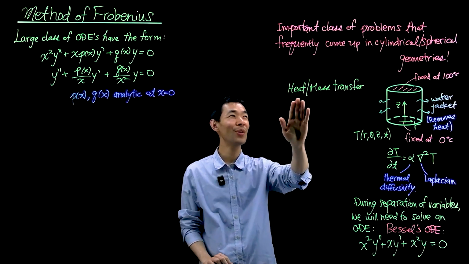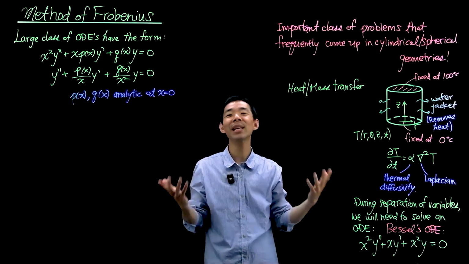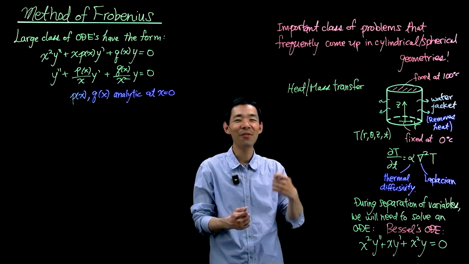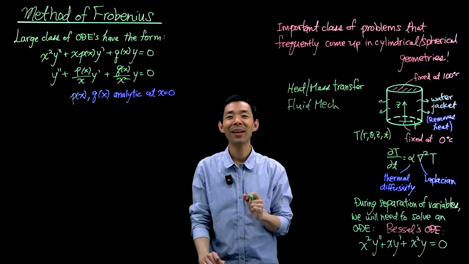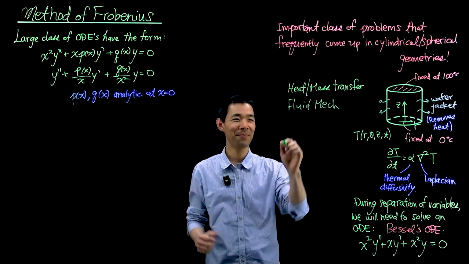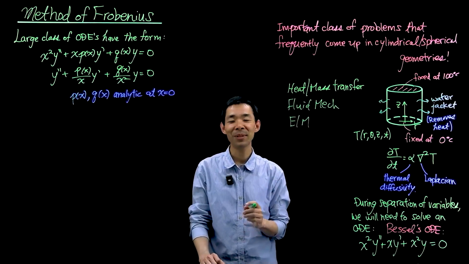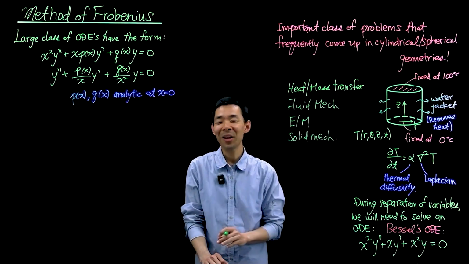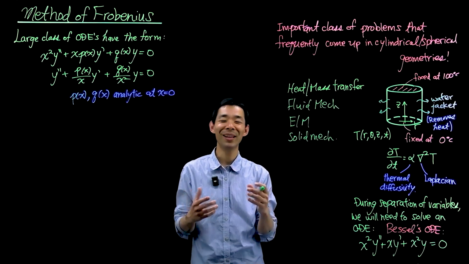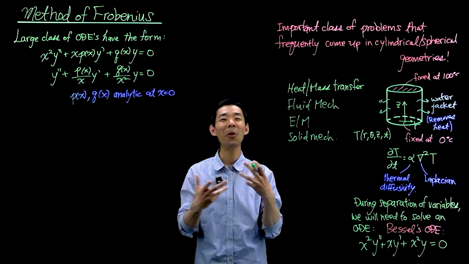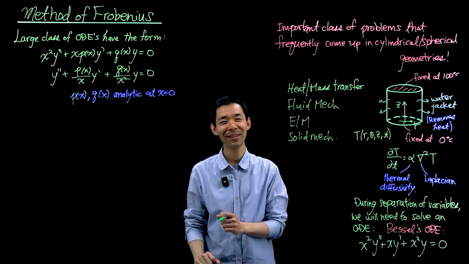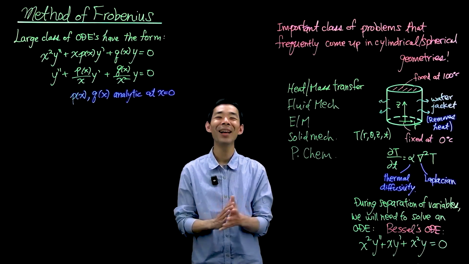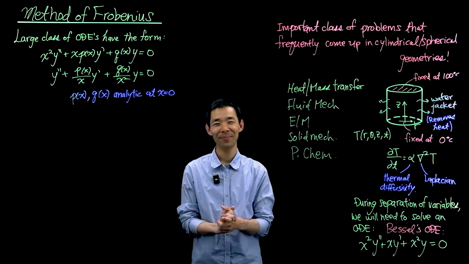But I just wanted to return to this grand question of where does it come up in science and engineering? It's not just heat and mass transfer. It comes up in fluid mechanics. It comes up in electricity and magnetism, E&M. It comes up in bending of beams in solid mechanics. It comes up in physical chemistry of finding solutions to orbitals of elements and molecules. So as you can see, it's a very important class of problems that we need to understand.